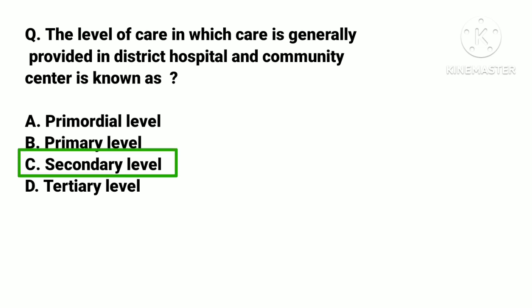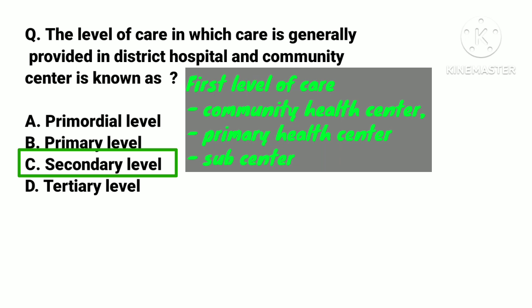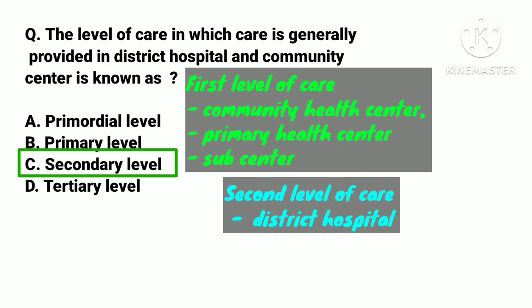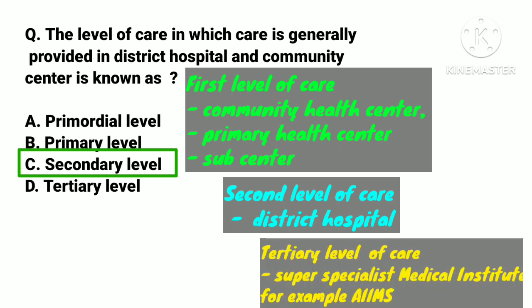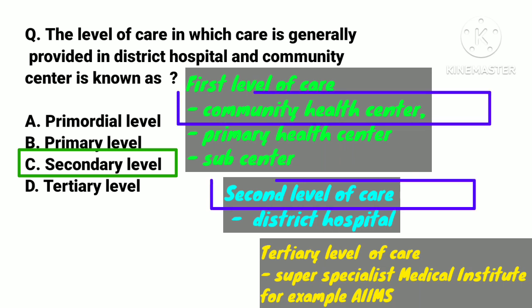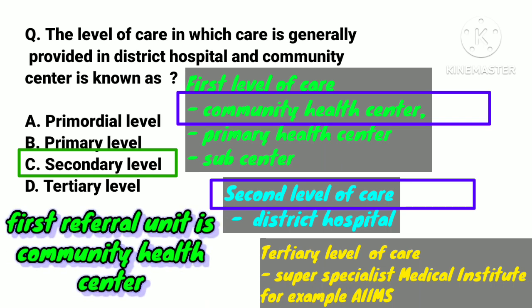Secondary level. The first level of care is primary health care, that is PHC, in which the community health center, primary health center and sub-center come. The second level is secondary health care, in which the district hospital comes, and tertiary level care includes super specialty medical institutes, for example AIIMS. In some situations CHC is counted at both primary and secondary levels. If asked about the first referral unit, that is CHC.